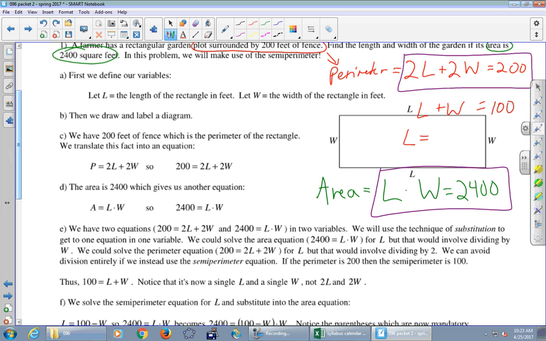Okay, so we can substitute. We'll first solve for L. We could just as well solve for W, but we'll solve for L. So move the W over by doing what? Subtracting. So 100 minus W. And then instead of this L right here, what can we put? 100 minus W, right? Because that is equal to L. So we are substituting into that green equation, instead of L, 100 minus W. Gotta have parentheses there.